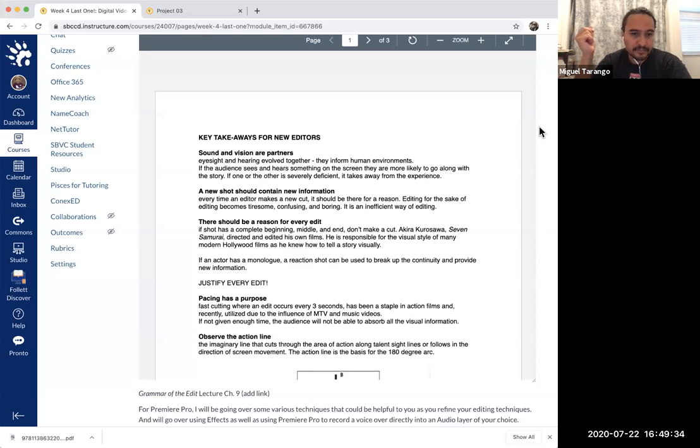So eyesight and hearing both evolve together, and they inform our human environments. You might hear my cat here. Yeah, they inform human environments, or at least the spaces around us. If the audience sees and hears something on the screen, they're more likely to go along with the story, more willing to accept what they're seeing. However, if one or the other is severely deficient, it will take away from the experience.